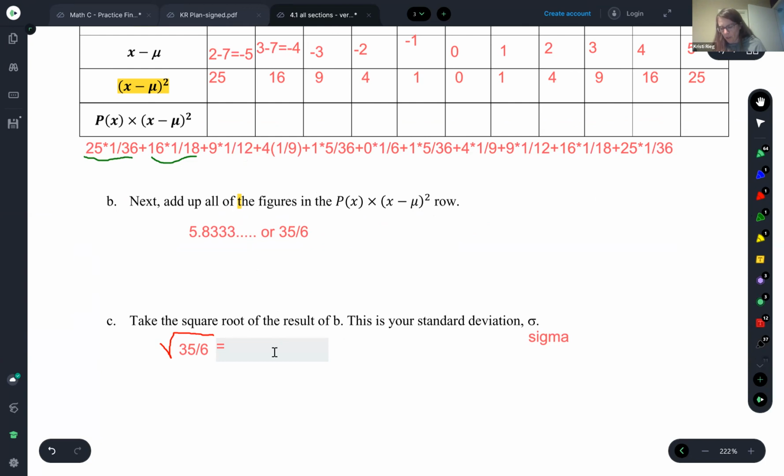So we have 35 over 6. I'm going to do the square root of that, and I get 2.42. Now it says 2.41 on my calculator, but because there's a 5, we're going to round it. Let me try that again. I'm going to go to the calculator anyway, so let me just switch over and let's see.